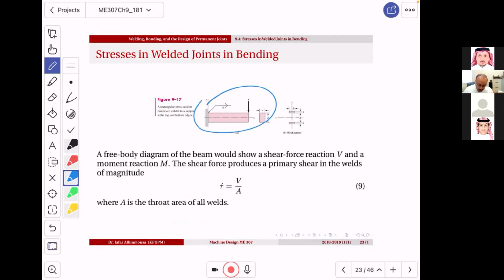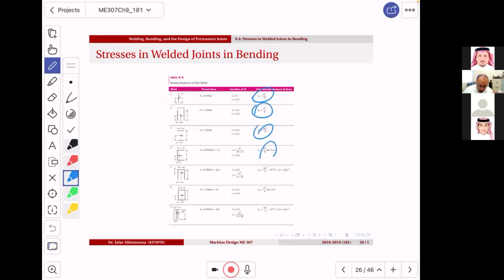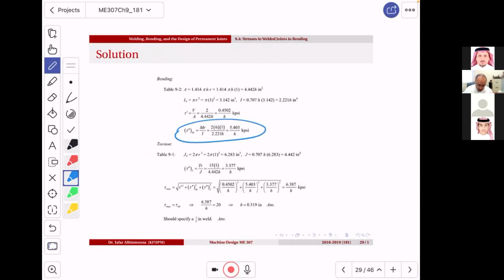Bending is the same. It is going to cause some sort of a bending, but it will act like shearing. At the same time, it will cause shearing on this side and shearing on this side. So bending gives us a new unit, which is IU, just like JU. Again, you can find IU from the table. And when you find IU, if you have a problem like this, look, here you use I, which is calculated from IU.